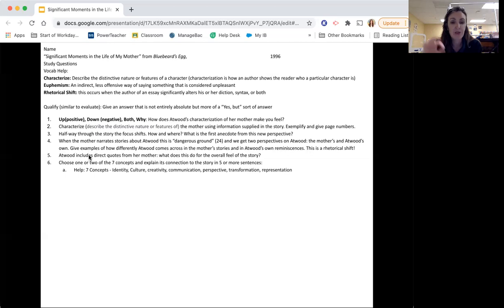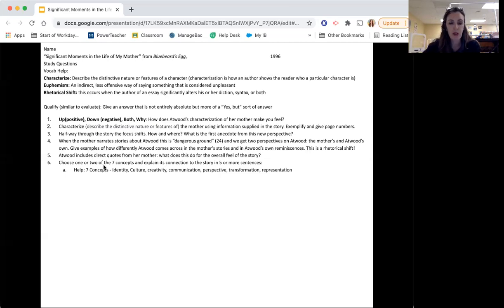And then Atwood includes direct quotes. We're going to do some dialogue analysis. What does this do for the overall feel of the story? If everything that she said was through her own words and didn't provide these quotes, would that affect the way that you interpreted it? And then finally, do some brainstorming.